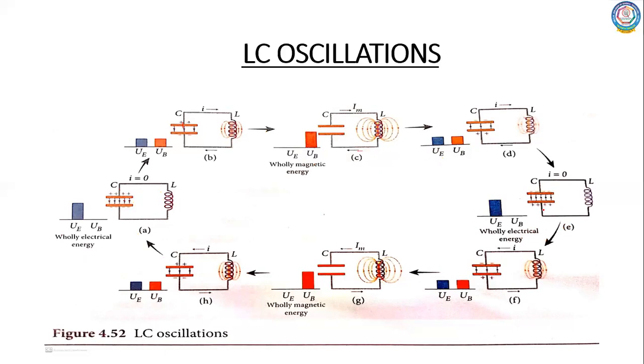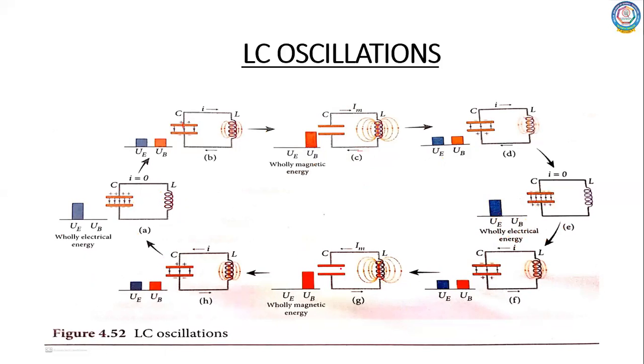Now look at this diagram. What is happening here? Here, I forgot to explain this: again the electrical energy is complete and the magnetic energy is 0, so the graph will be like this. Okay? Now the state of the circuit is initially the same, but the difference is the capacitor is charged in the opposite direction, right?